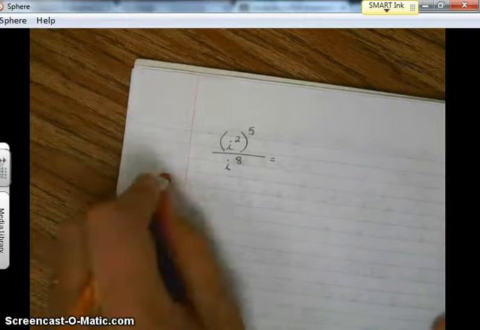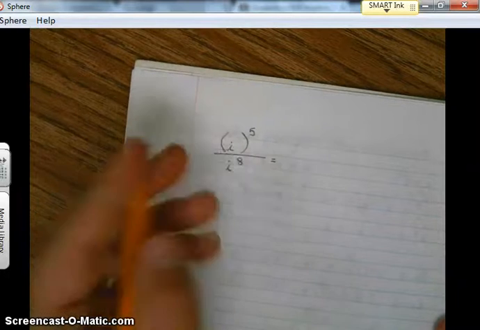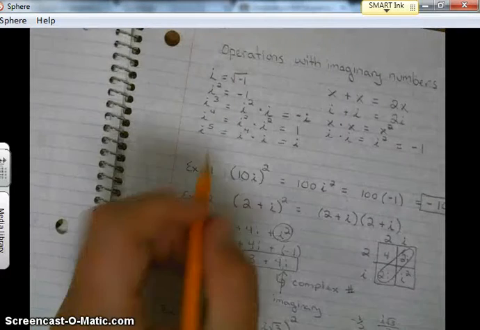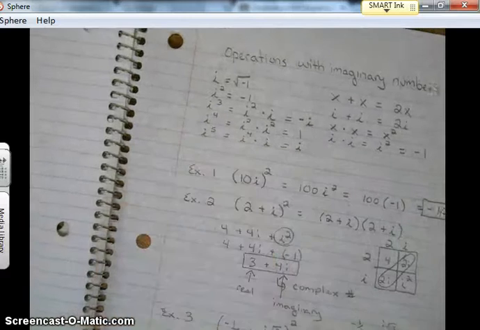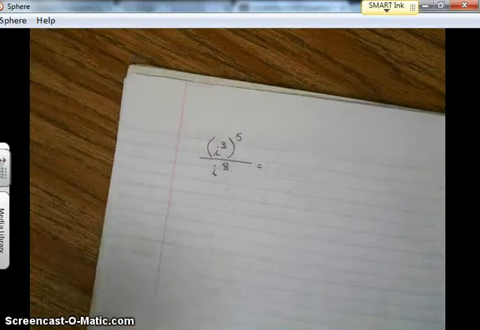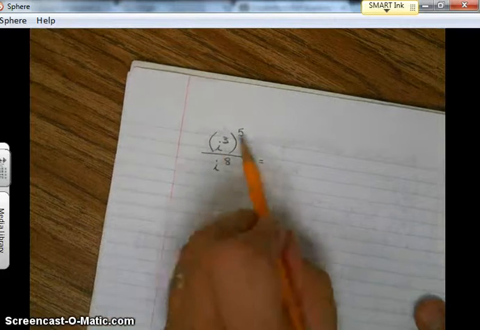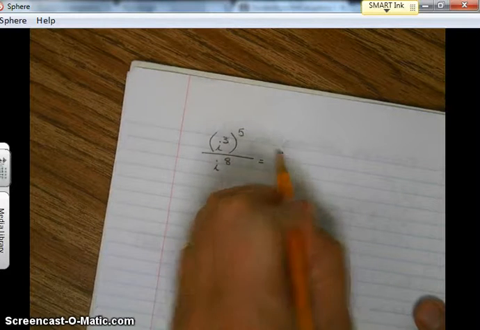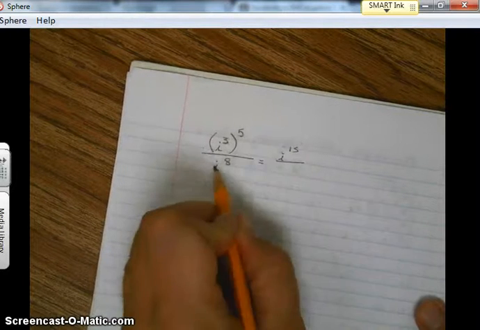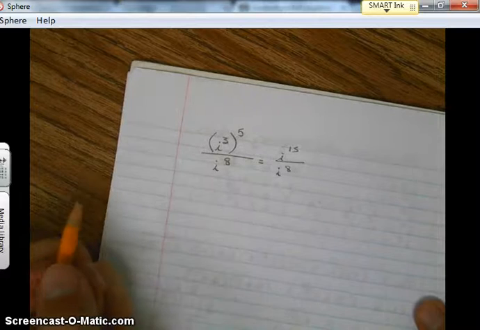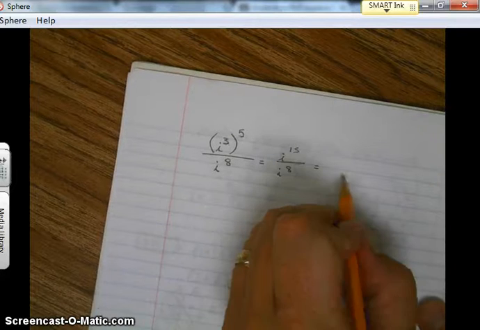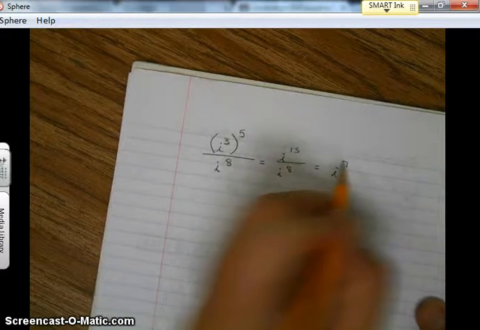But I'm going to change this problem just a little bit, so that it's not quite so easy. Here we have I to the 3rd raised to the 5th power. So here I to the 3rd would be negative I. You could substitute right off the bat. But let's pretend we don't see this happening. So if you'll remember from Algebra 1, when you have a power raised to a power, you multiply. So this would give us I to the 15th over I to the 8th. And then if you'll remember from Algebra 1, when you divide, you subtract. So this would give us I to the 7th.